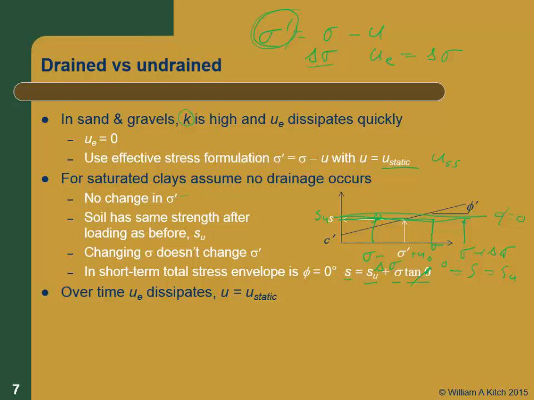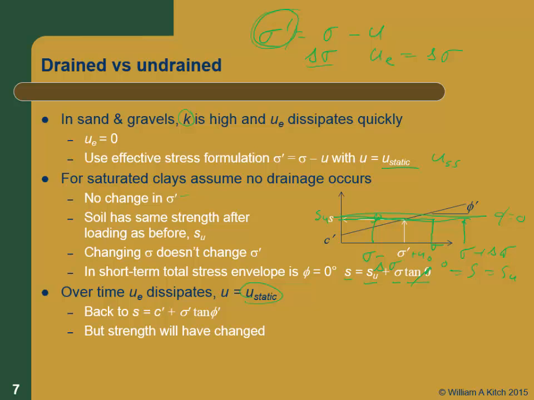Now, over time, that excess pore pressure is going to dissipate, and then we're going to get back to the static conditions. And then we'll be back to S is equal to C plus sigma tan phi, but our strength will have changed because the soil will either have consolidated if we were generating positive excess pore pressures, or if we were generating negative excess pore pressures, the soil will have dilated. So if it consolidated, the strength will have gone up. If it dilated, the strength will go down.